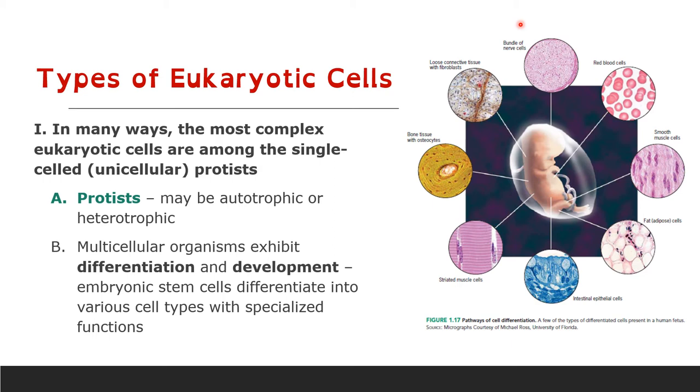So for example, these stem cells could be bundles of your nerve cells. They can develop into red blood cells. They can be smooth muscles, your fats, intestinal epithelial cells, striated muscles. It can make up your bone tissues, and of course your loose connective tissue with fibroblasts. So basically, if you're asked what would be the precursor, or the initial type of cell produced in your body to be able to produce such specific cells, you call them stem cells or germ cells.